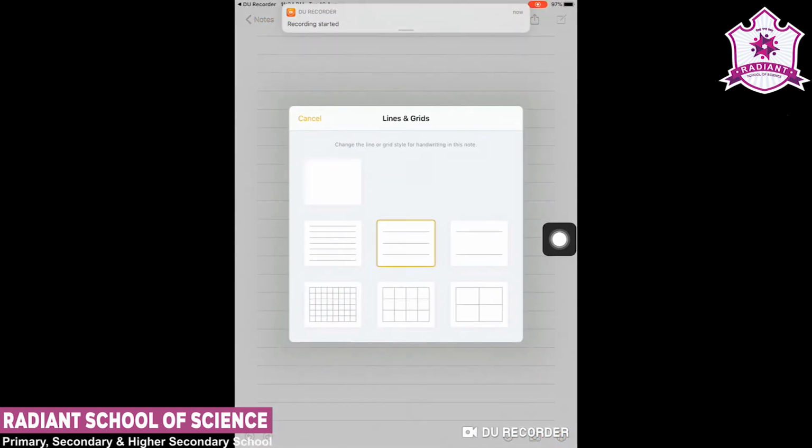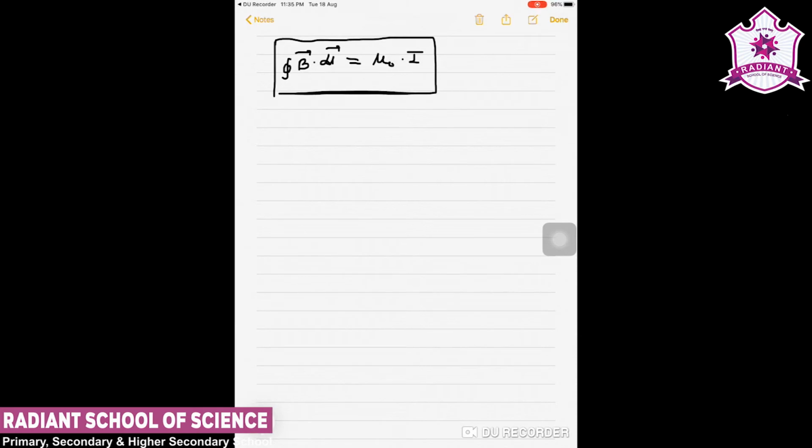Now again, as we have explained earlier in our previous case, we have derived Ampere's circuital law and we got the explanation for that. On the basis of that, we can have three possibilities, as I have shown you in the equation, that is integration of B dot dl is equal to mu 0 into I. So in this equation, what can be written? We can simply say there are basically three possibilities that we can explain over here.